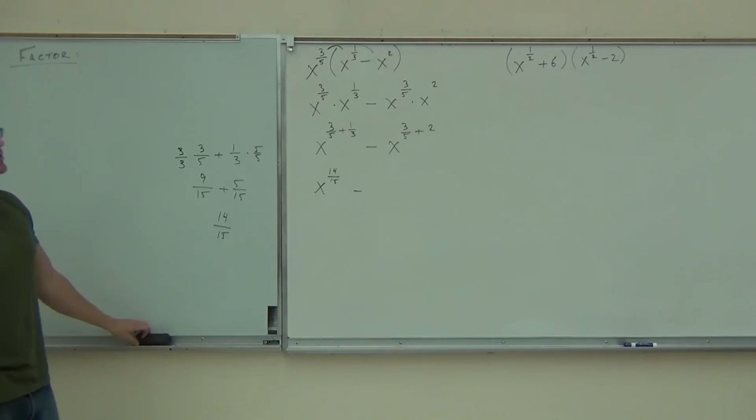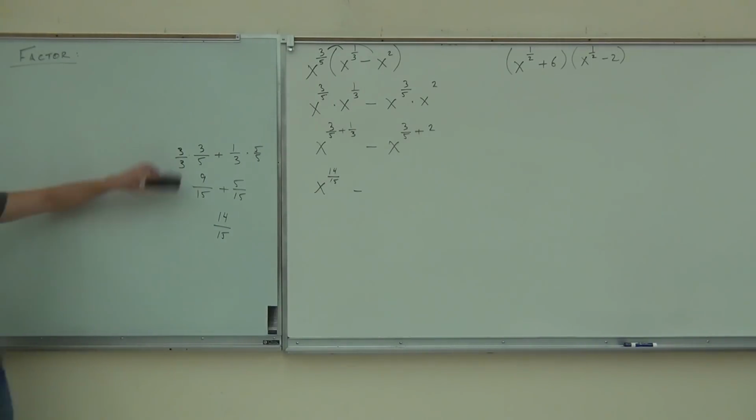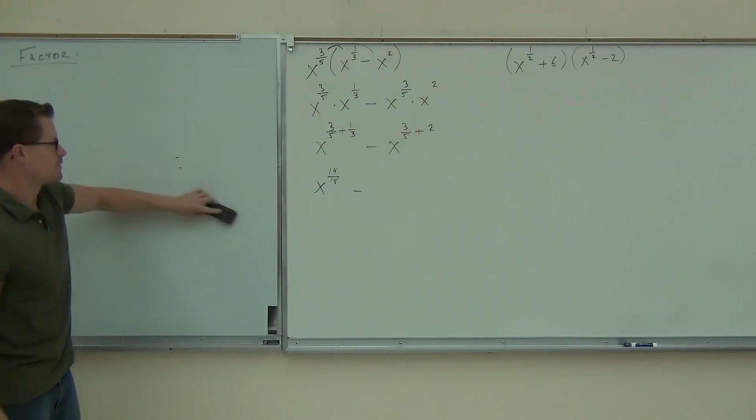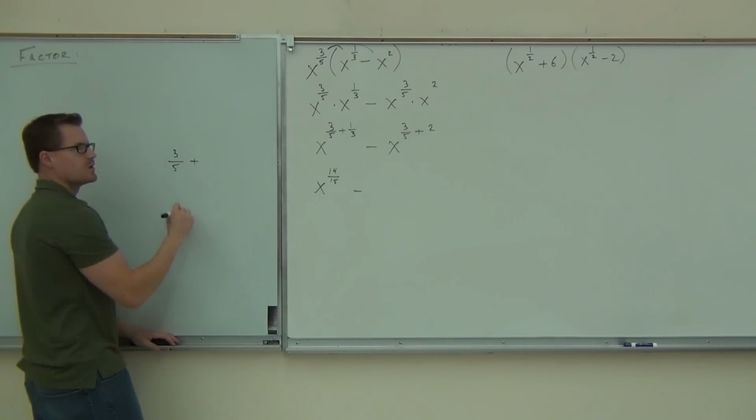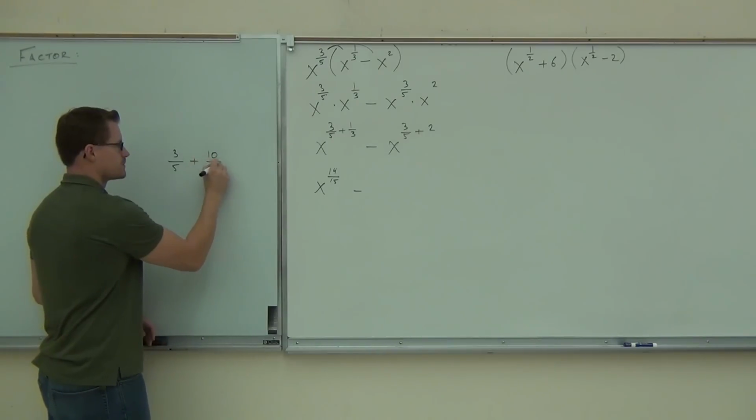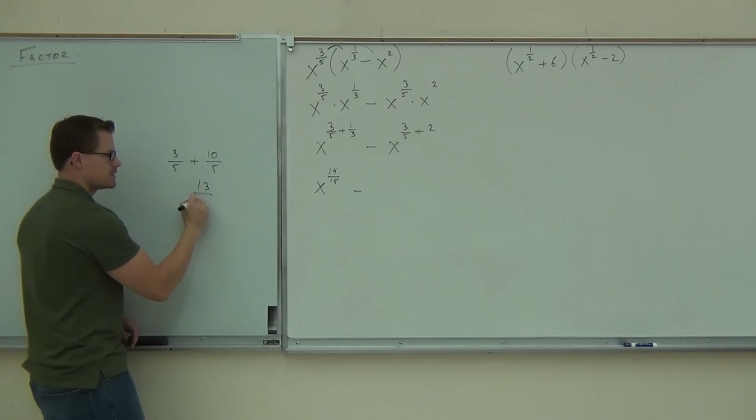Minus. We're also going to do the 3/5 plus 2. I'll erase my scratch paper here. So 3/5 plus 2. I know that 2 is 10/5. So I'm going to get 13/5.